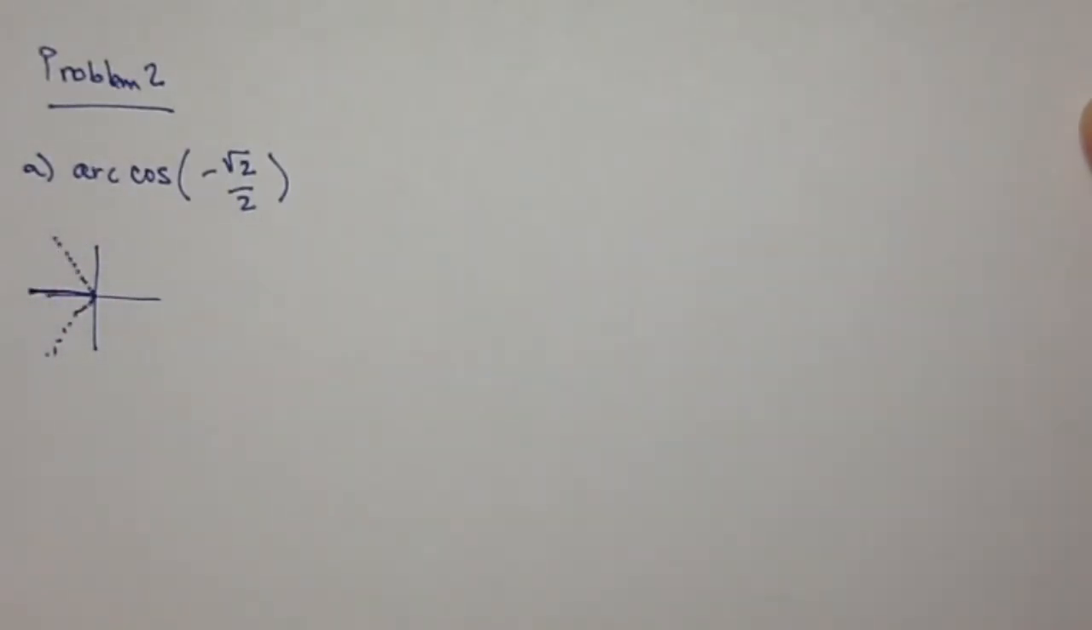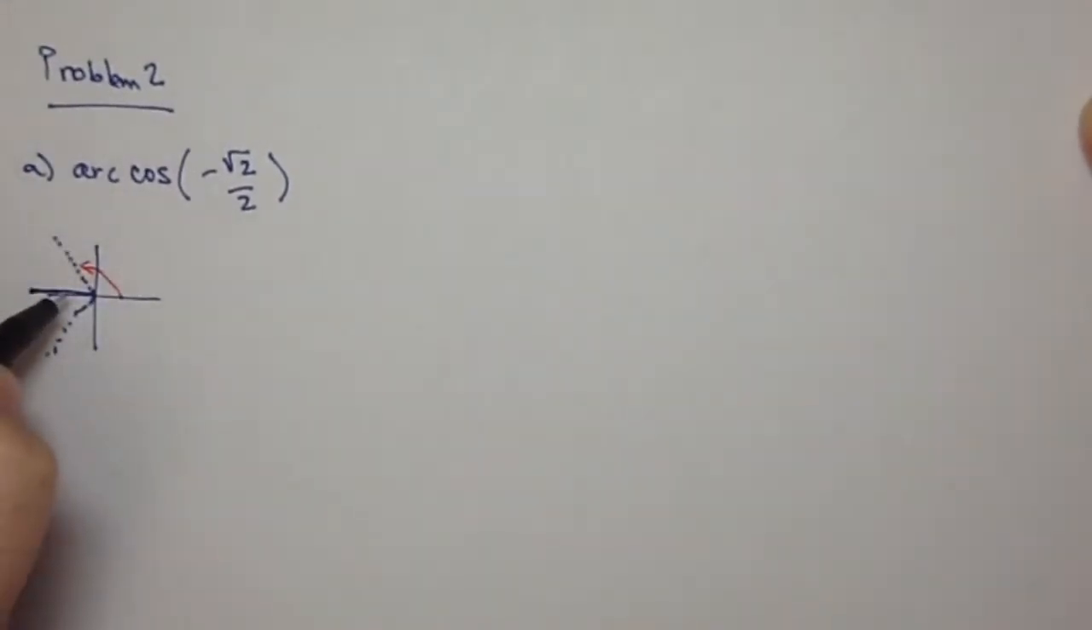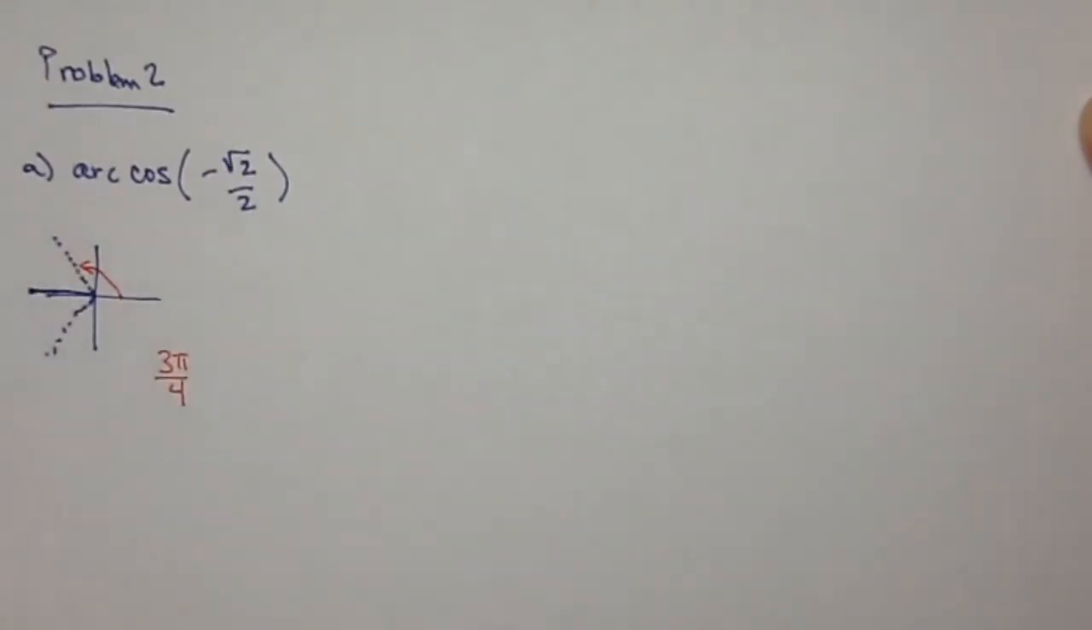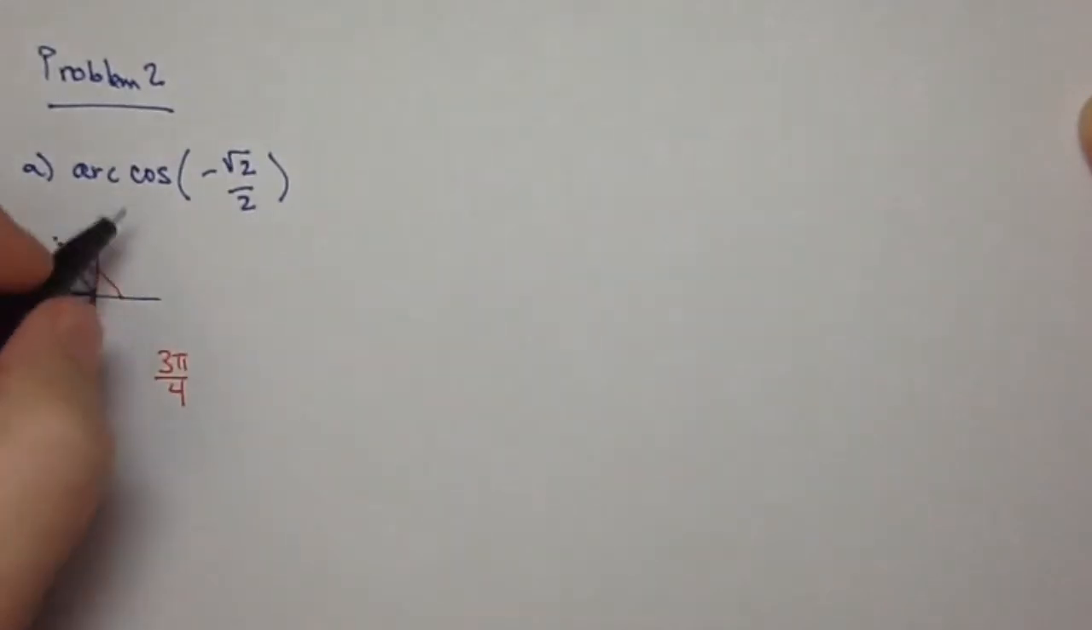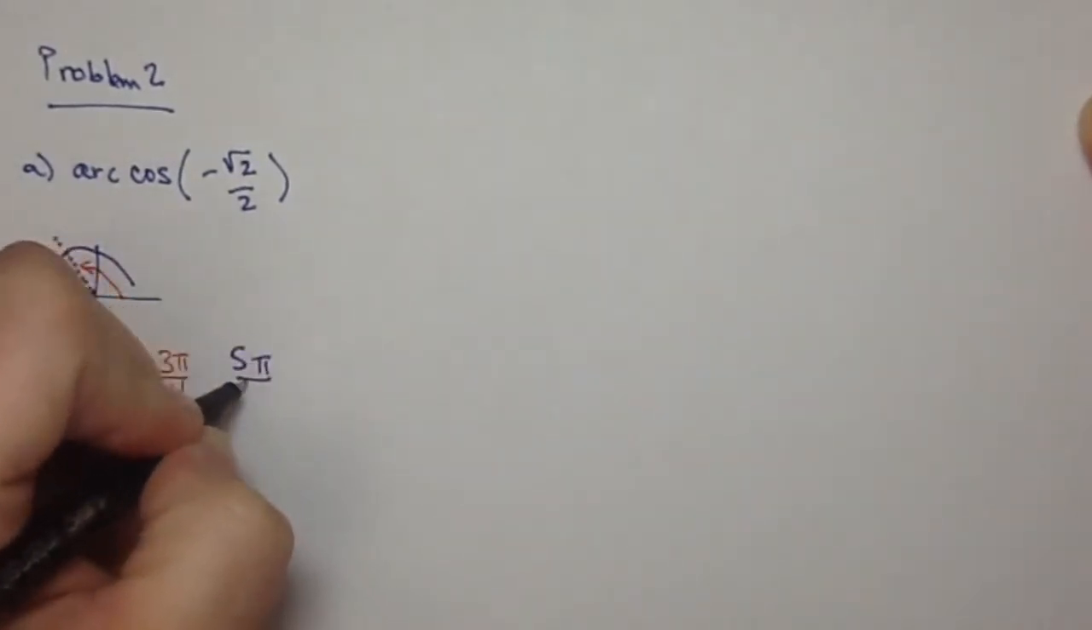So either this one, right, which is pi over 2 plus pi over 4. So that's 3 pi over 4 for that one. Or this one, right, which is 5 pi over 4.